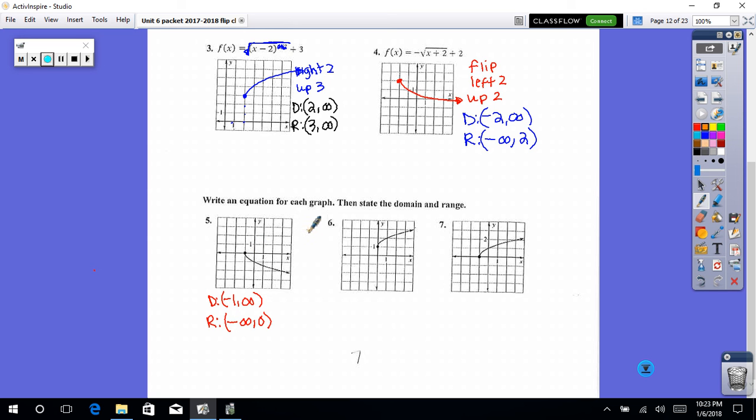And to write the equation, we need to ask what happened to it. It did get flipped, and it moved to the left 1. So our equation is y equals the square root function, flipped upside down, negative on the outside, x plus 1 would move it to the left 1 unit.